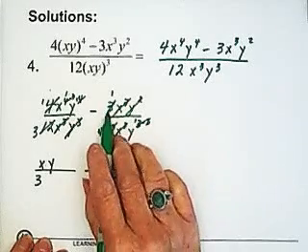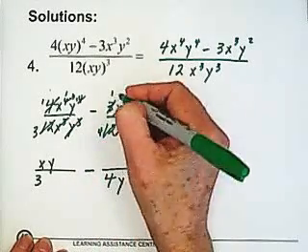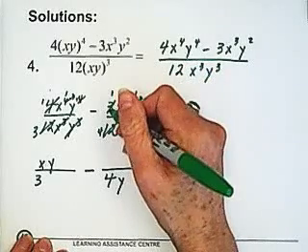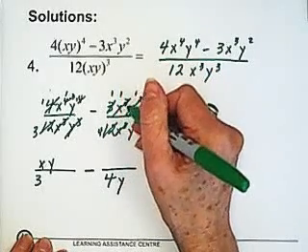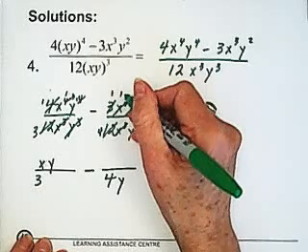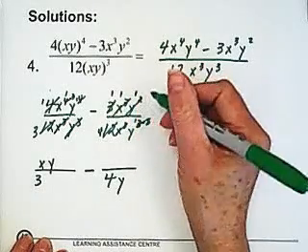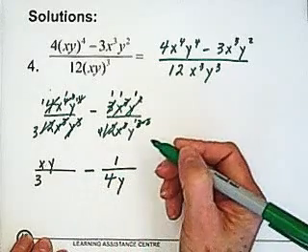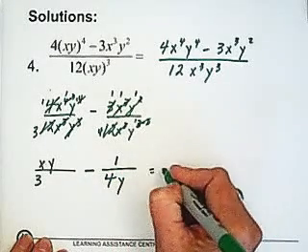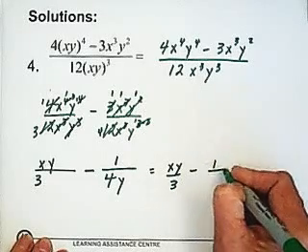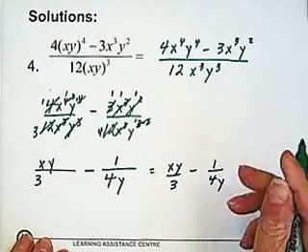But notice that when we got rid of all these, we're always left with 1. So 3 divided by 3 is 1. X cubed divided by x cubed is 1. Y squared divided by y squared is 1. So we end up with 1 in our numerator. So this becomes xy over 3 minus 1 over 4y. And that would be your answer.